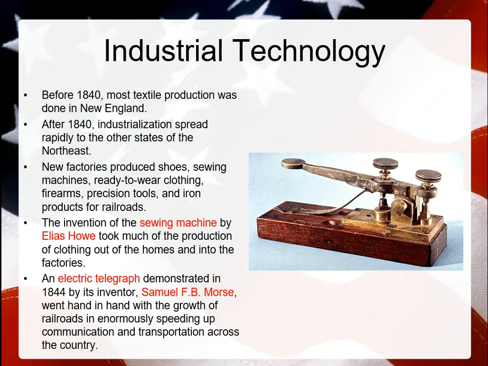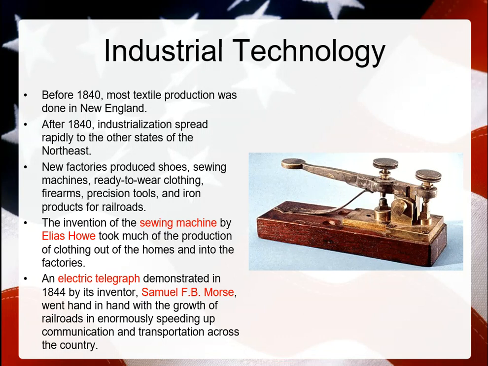You're going to have some industrial technologies that will boom. So in 1840, industrialization is going to spread, especially through the Northeast. You've got new factories that are going to produce shoes, sewing machines, ready-to-wear clothing, firearms, precision tools, and iron products for railroads. The sewing machine by Elias Howe is going to make a really big difference.